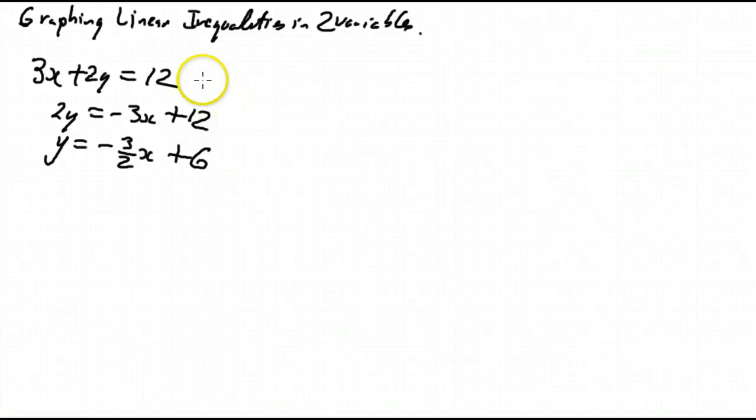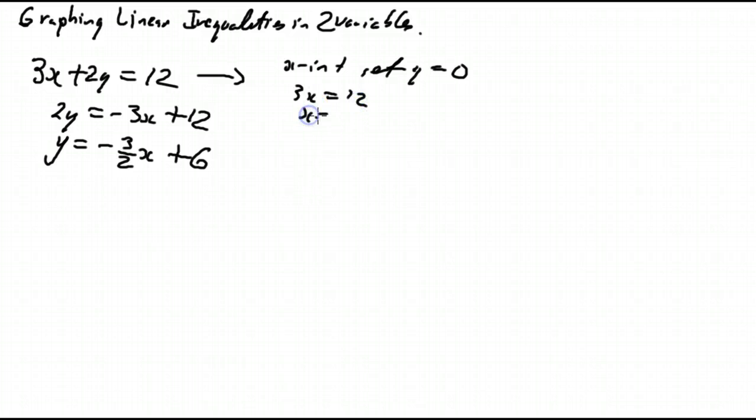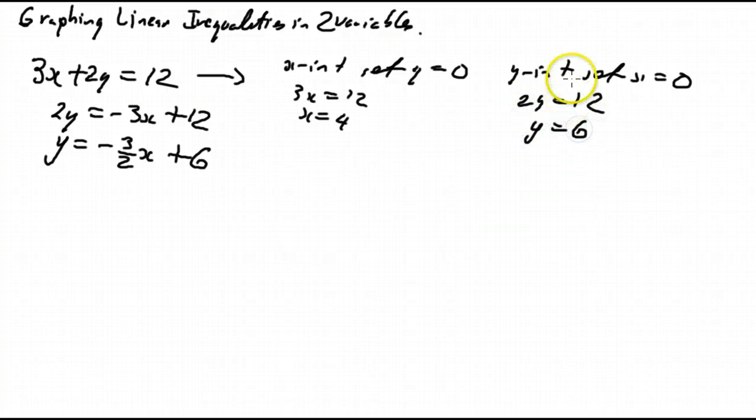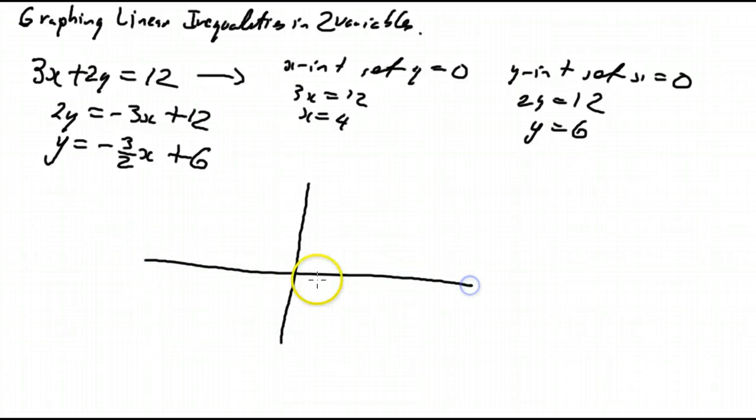You can also graph this by finding the intercepts. To find the x-intercept, set y equal to 0. That'll give you 3x equals 12, so x is 4. And to find the y-intercept, you set x equal to 0. That gives you 2y equals 12, and y is equal to 6. So either way, you want to be able to graph a linear or a straight line. And what we are doing is a linear inequality, which means what we're going to be doing is graphing a straight line.